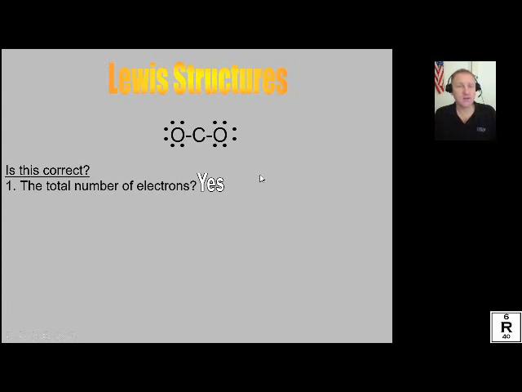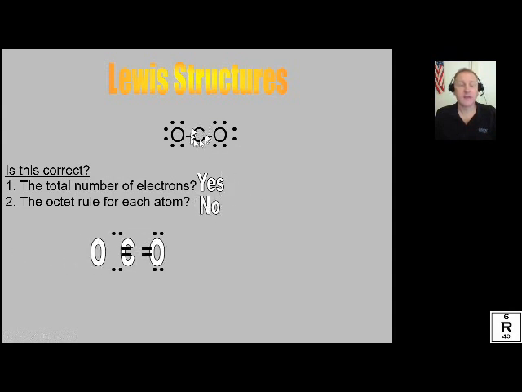There's another thing you have to check. The second step is the octet rule for each atom. Does each atom have 8 electrons around it, except for hydrogen, which only needs 2? So oxygen has 1, 2, 3, 4, 5, 6, 7, 8. That one does. Let's look at the carbon. It has 1, 2, 3, 4. Carbon does not have 8 electrons around it. This is not stable. And this oxygen here has 1, 2, 3, 4, 5, 6, 7, 8. So this is not stable because the carbon only has 4.